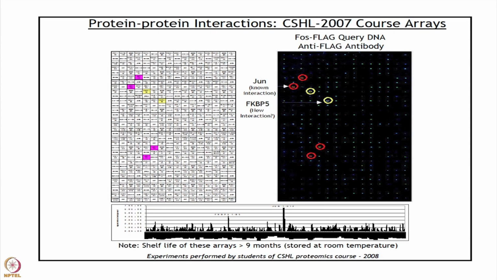We showed that when we are measuring the binding with FOS, not only is the FOS protein, which you can see in red, binding with Jun, but we could also identify some new interactors. In this case, FKBP5 was shown as a potential new interactor to which the FOS protein was binding.